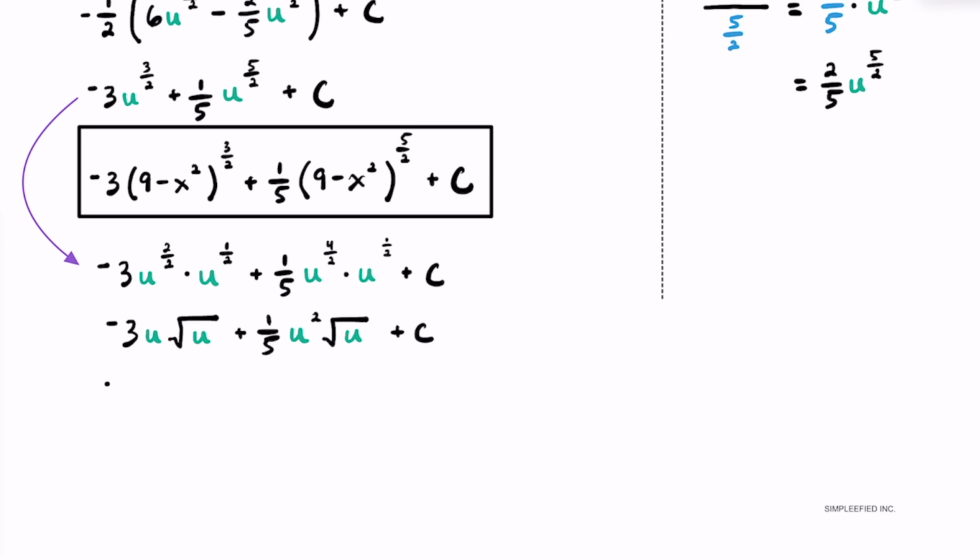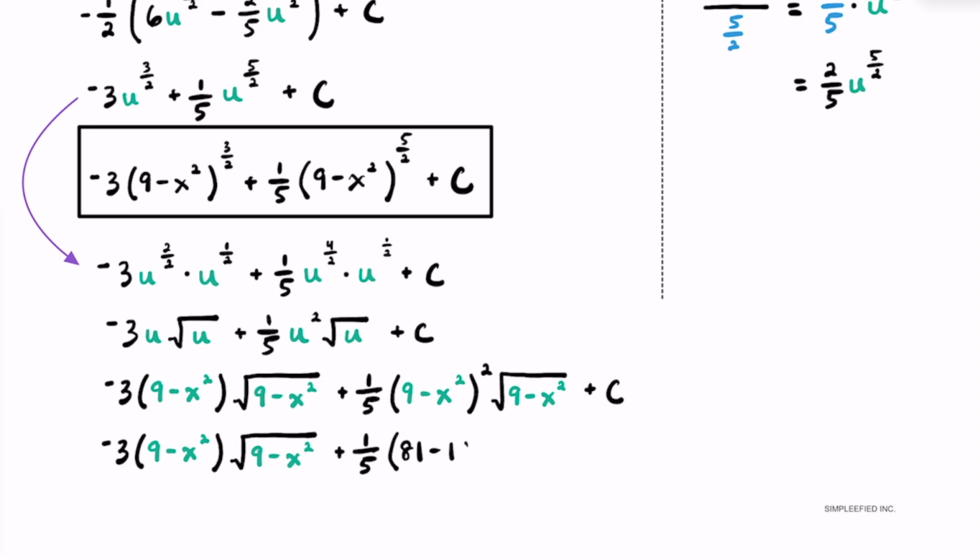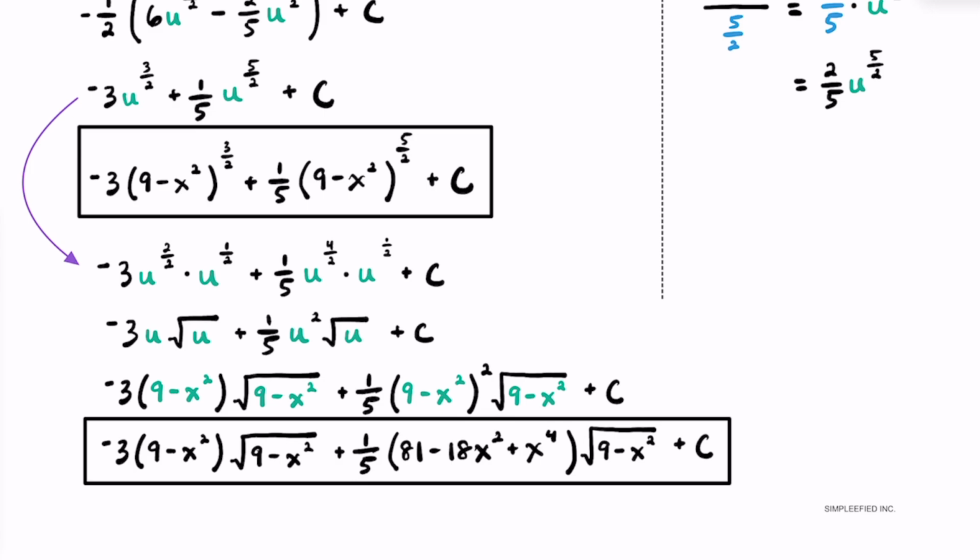And so at this point, if we go ahead and replace all our u's with that 9 minus x squared, it would look something like this. And so you might see your solution looking something like this, but you can also go ahead and expand these binomials here. And so if you FOIL that out, that's going to be 81 minus 18x squared, and then plus x to the 4th power. This would just be another form of the same solution.